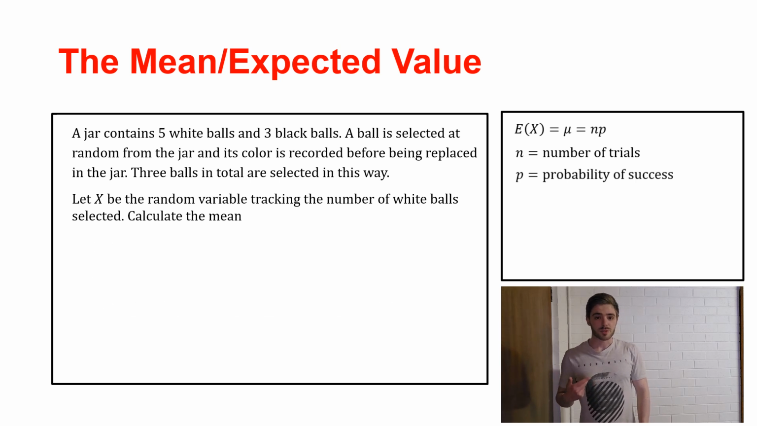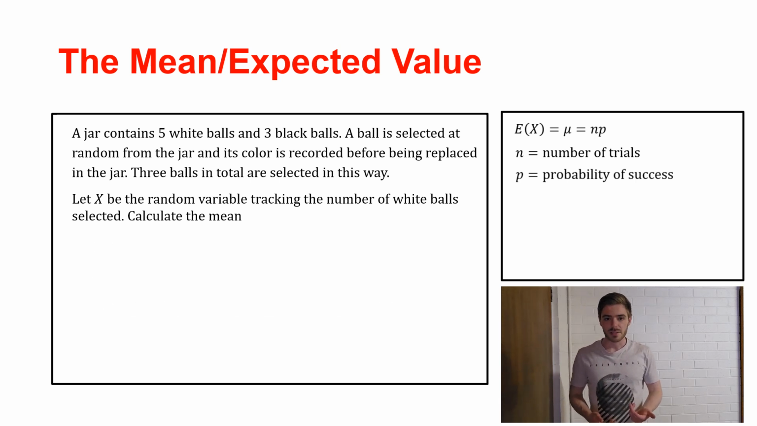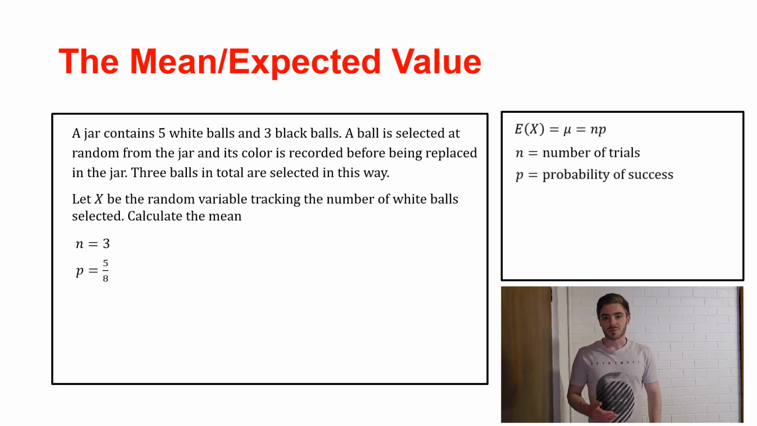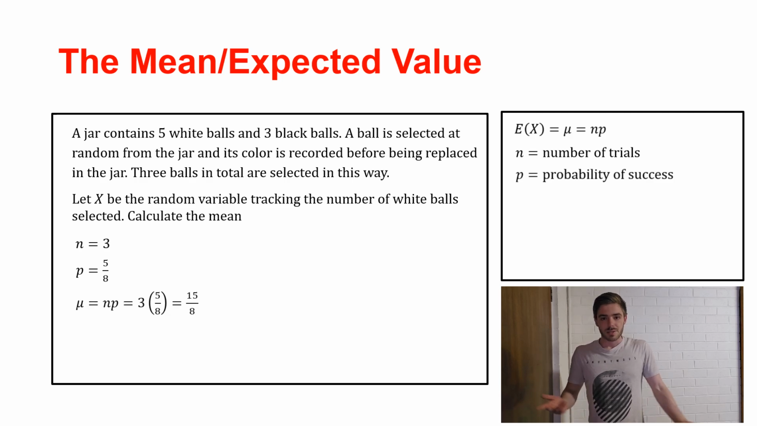Now that we know it's a binomial distribution, the mean is just going to be calculated by n multiplied by p. We know that n equals 3, since that's the number of balls that we're selecting, and we know that our probability of success p is just 5 over 8, since the probability of getting a white ball is 5 over 8. So all we're going to do is multiply to get the mean.